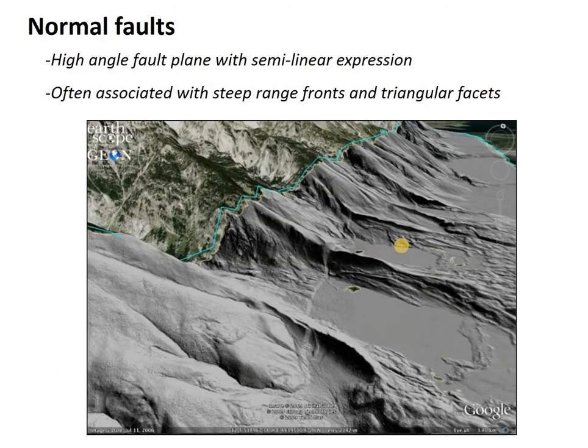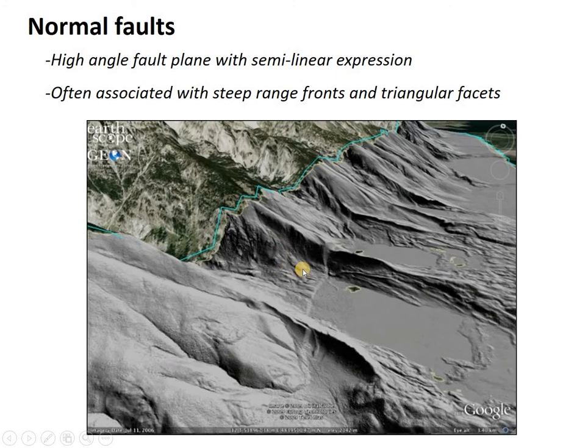Normal faults also tend to be very high angle, which means they intersect the surface at a relatively steep, relatively linear trace. This is a normal fault in the Tetons near Jackson, Wyoming. And you can see it's cutting across a glacial moraine in a pretty linear expression. This side has dropped down relative to this side.